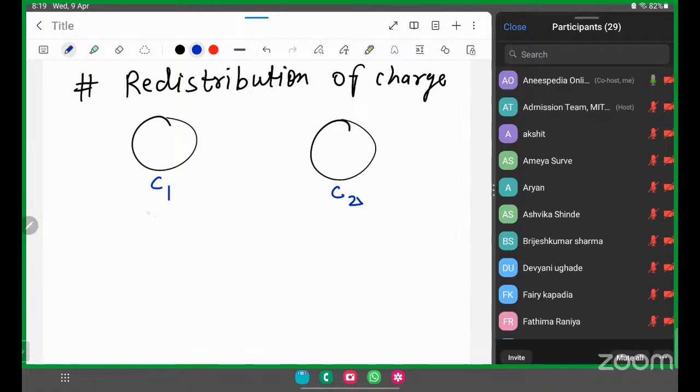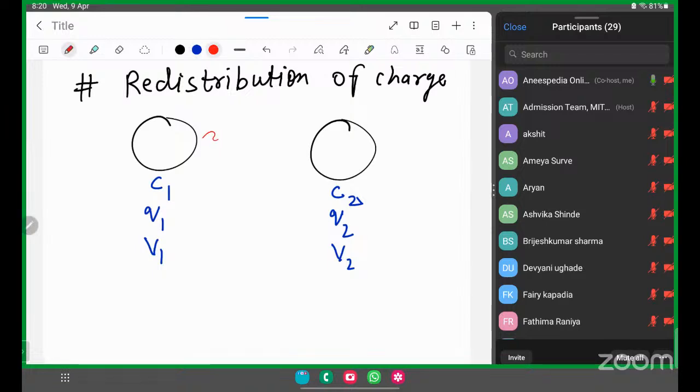Charge on conductor 1 is Q1. Charge on conductor 2 is Q2. Potential of conductor 1 is V1 and potential of conductor 2 is V2. This is the condition before connecting them using a wire.